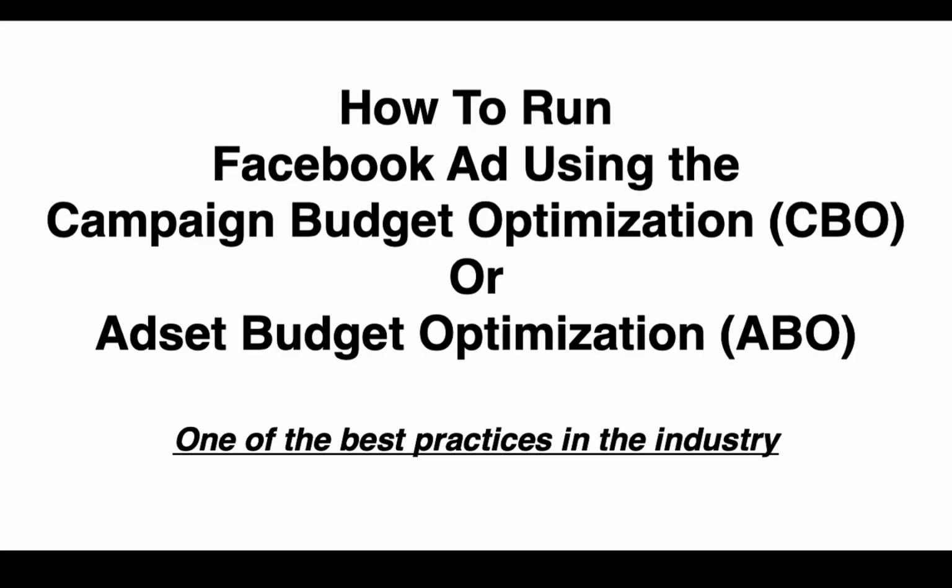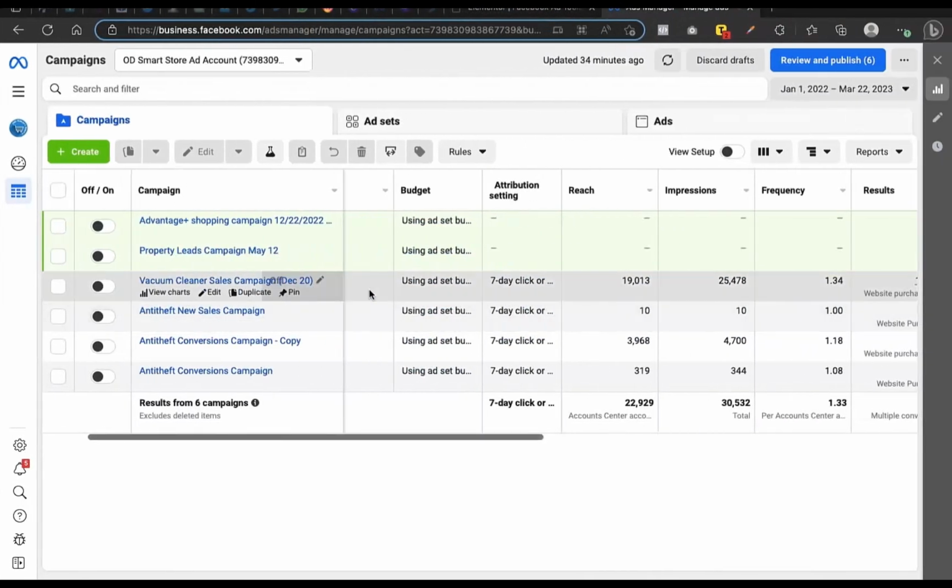Now I'll be jumping right into my Facebook ad manager environment to walk you guys through this process. So now guys, I want to believe you can find your way down to your Facebook ad manager environment. Like I said, the CBO and the ABO are one of the best practices in the industry. It gives you the opportunity to test your audience.